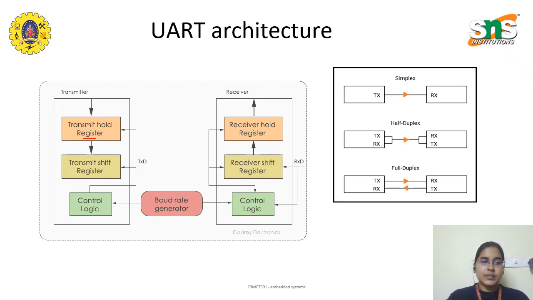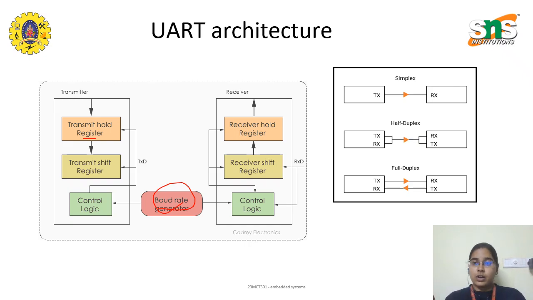And in between we have a baud rate generator. This baud rate generator is nothing but the speed generator. How long the data has to be transmitted, or how fast the data has to be transmitted, we can customize it. In the receiver also we have control logic and a hold register to collect and hold the data in one place, and we have the shifting operation so that it can move on to the next bit.